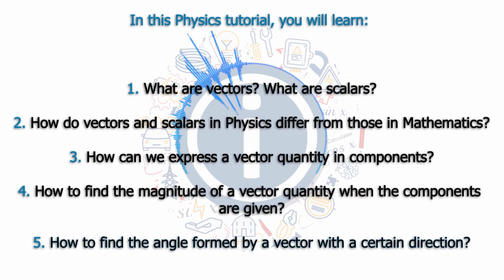In this physics tutorial, you will learn: 1. What are vectors? What are scalars? 2. How do vectors and scalars in physics differ from those in mathematics? 3. How can we express a vector quantity in components? 4. How to find the magnitude of a vector quantity when the components are given? 5. How to find the angle formed by a vector with a certain direction.